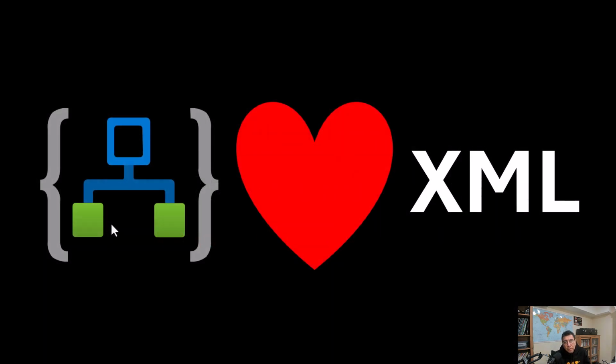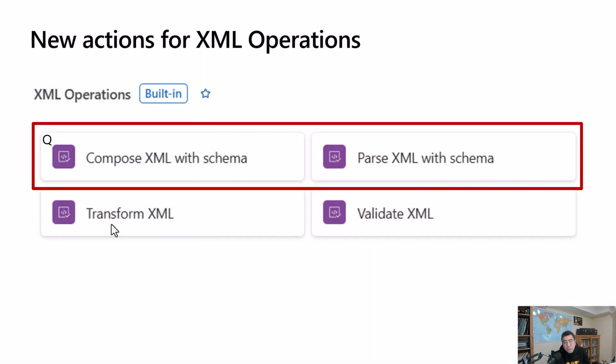Well, first of all, let me start by saying that Logic Apps loves XML, the same way it does with JSON, right? And as such, we decided to include some time ago the Compose XML with a schema and Parse XML with a schema actions in XML operations, on top of the Transform XML and Validate XML that have been available for some time already in the product.